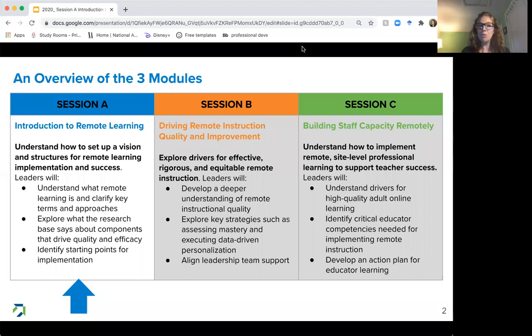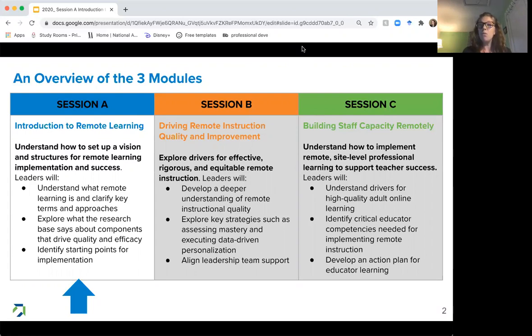As I mentioned, this is a three-part module series. Session A, which I'm covering now, is an introduction to remote learning. It's really focused on understanding how to set up a vision and the structures for remote learning implementation and success in your school or your district or your classroom.